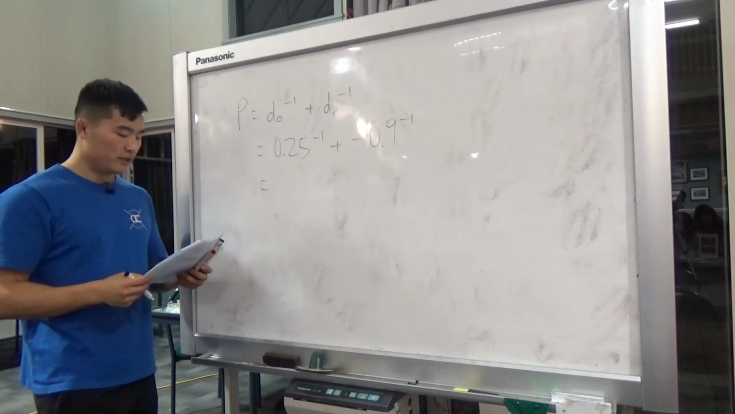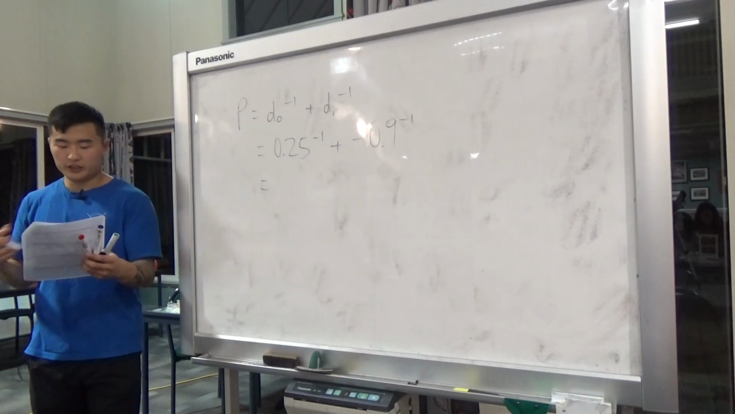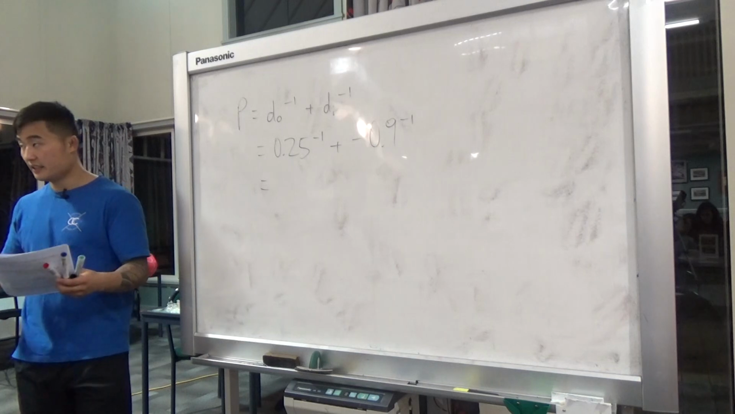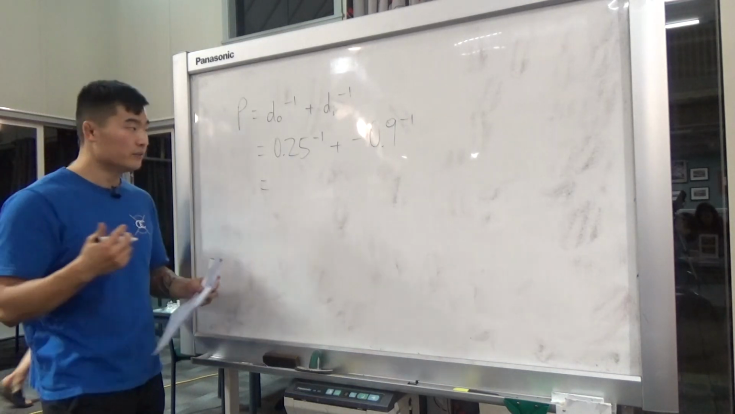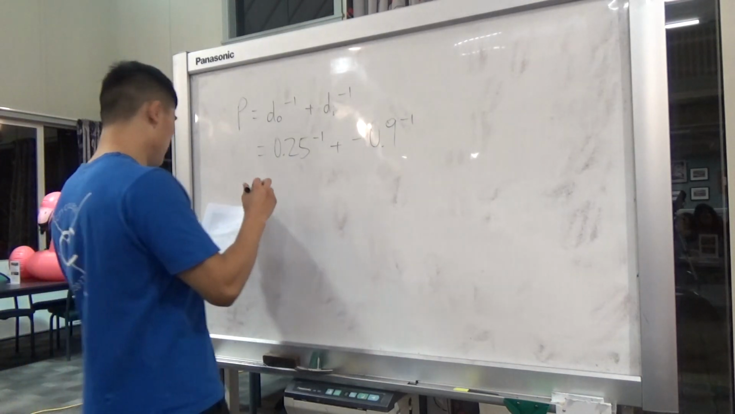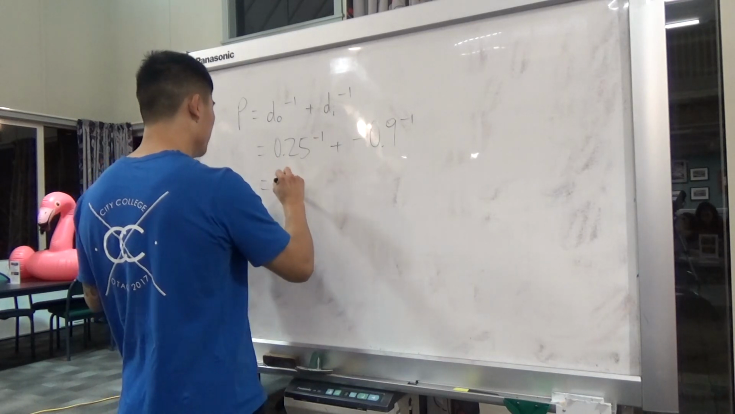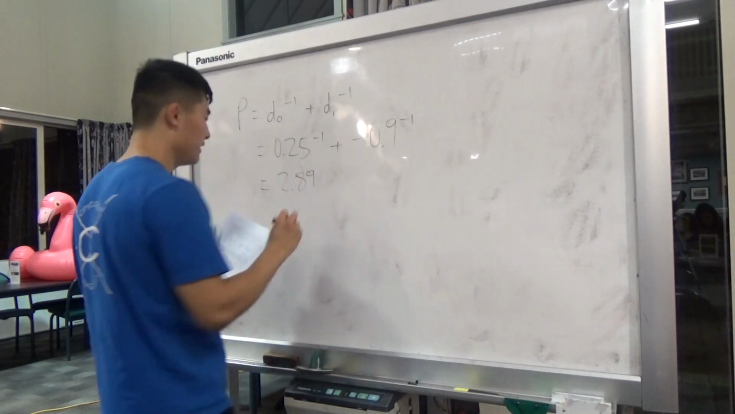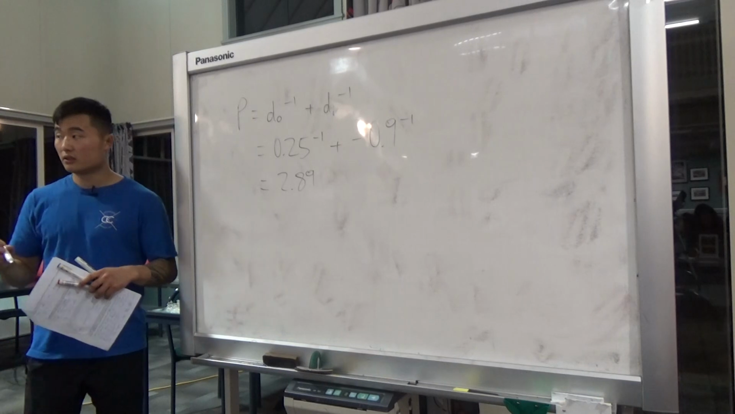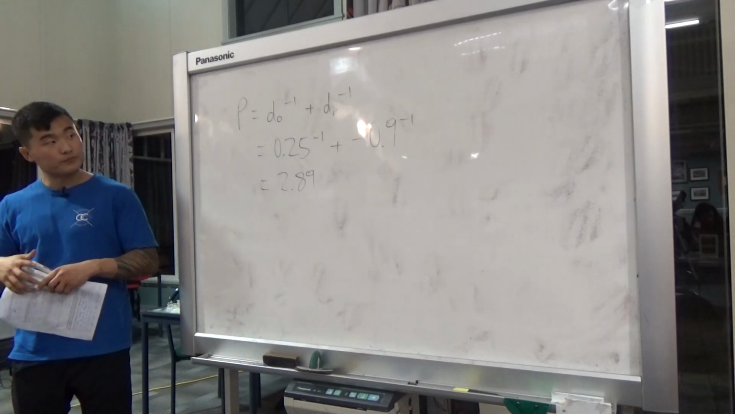And yeah, so you don't need to use the lens to retina distance in this scenario, and that's going to give you 2.89. Right?